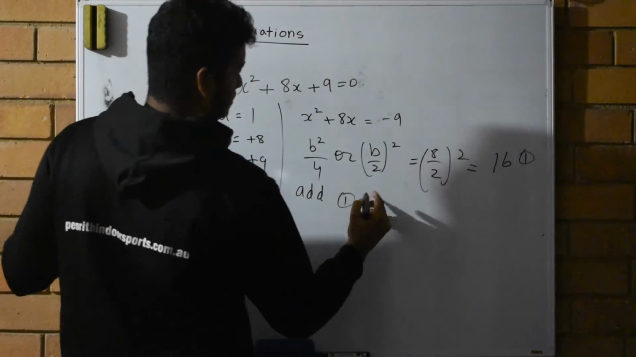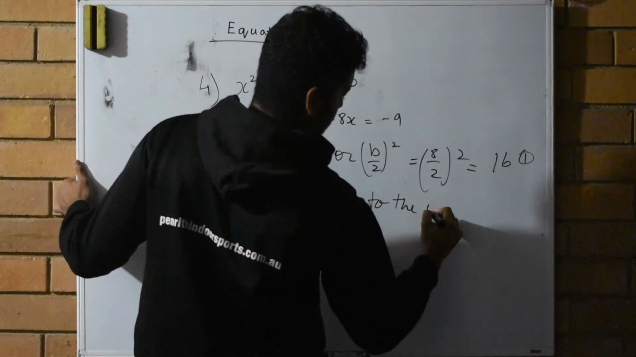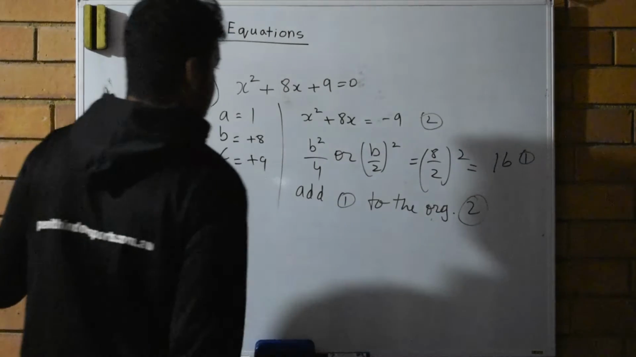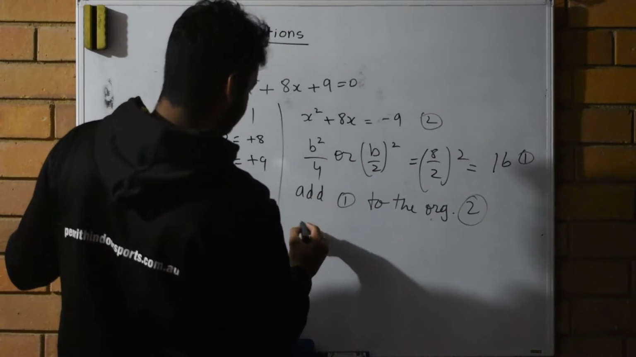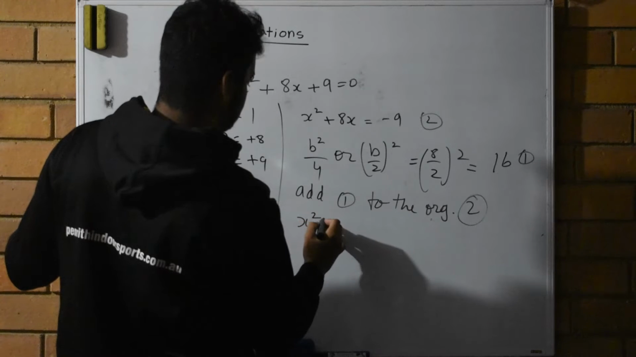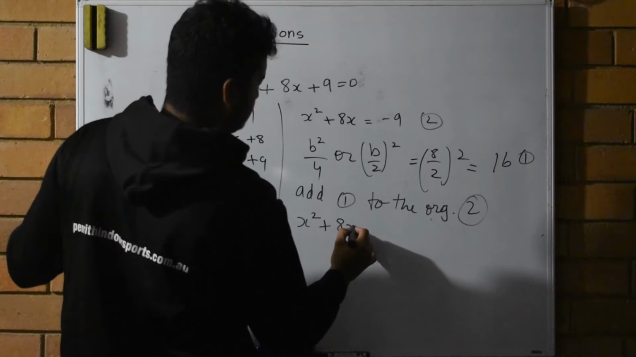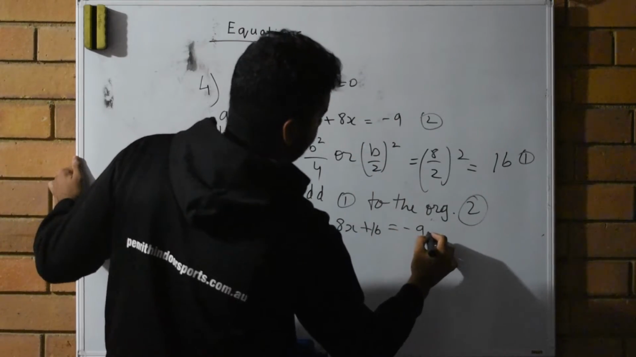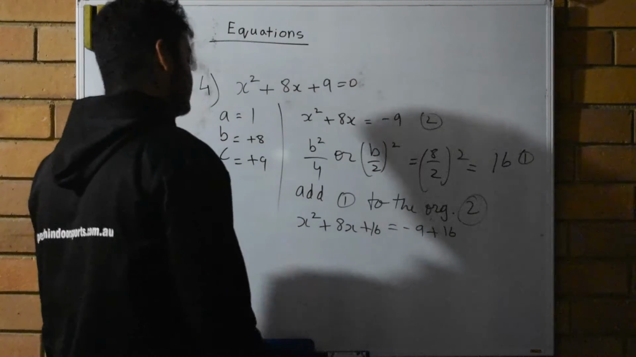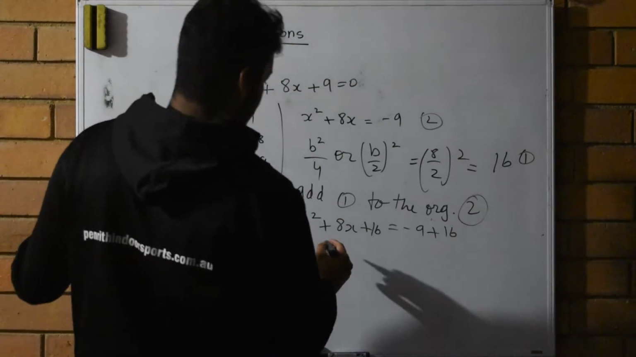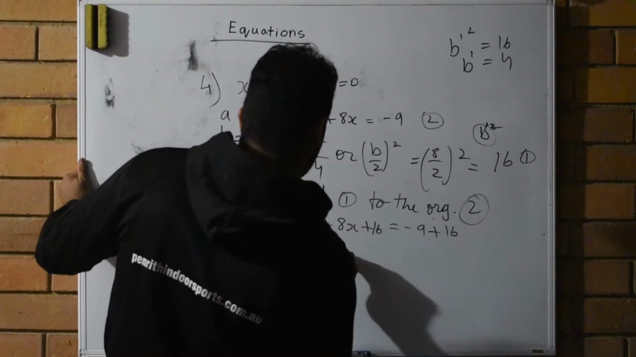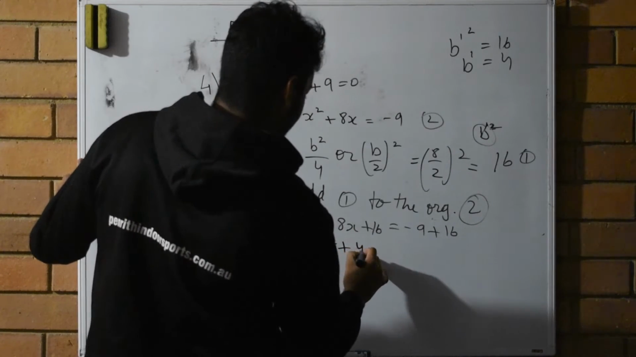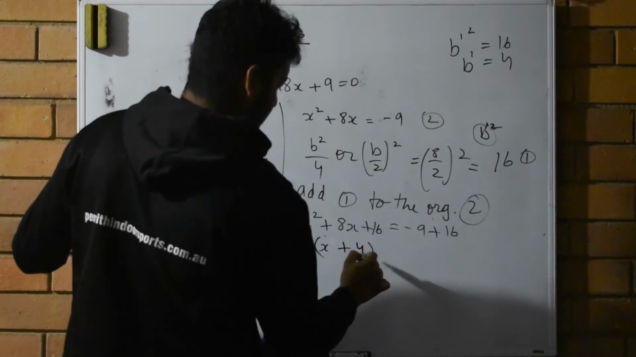So now add 16 to the original equation. This is just equation number 2. So x squared plus 8x plus 16 gives me negative 9 plus 16. Add it to both sides. Now straight up, you just know that this is x plus 4 squared.